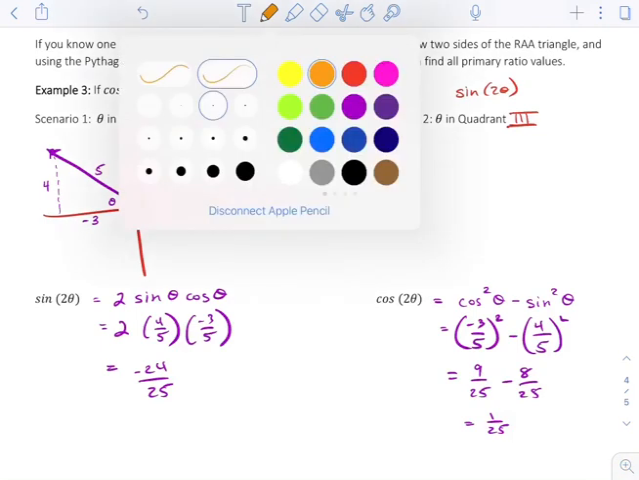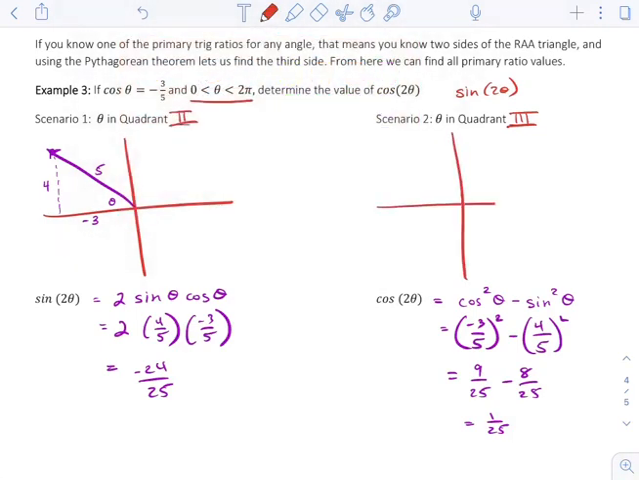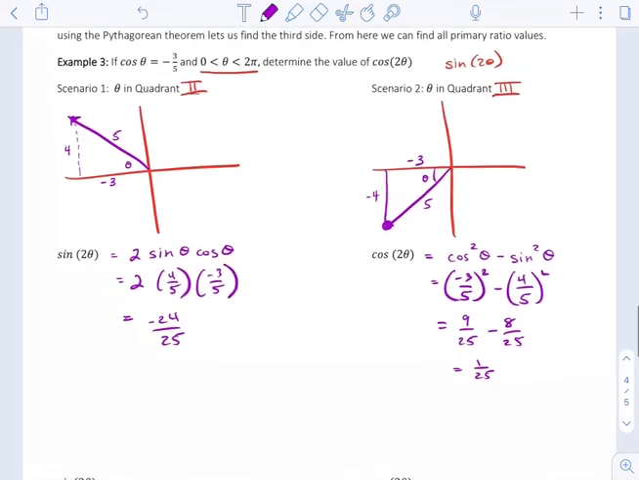How about for quadrant 3? I kind of use the same colors over here. If my terminal arm is here, well, we're in a different situation. What's different is, well, the adjacent side to the angle is still negative 3. The hypotenuse is 5 because it originally told me cos was negative 3 over 5. So that's not changing anything. But the difference here is our opposite side would be negative 4 because it's down below the x-axis, right, to our point. So let's take those into account. The only difference that we're going to come to is that sine will have negative 4 and tan, but there is no tan that we're finding here.